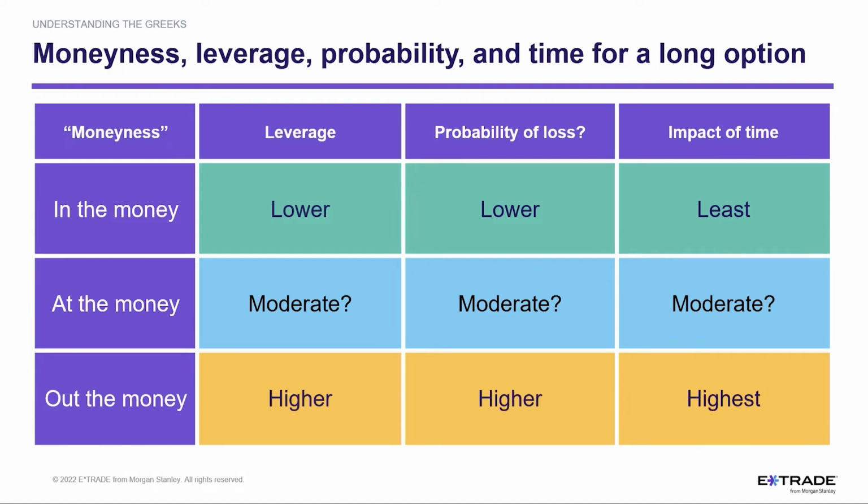So here presents the decision table that you have. Do you want to seek higher leverage, higher action trades? Well, recognize that you're accepting higher risk of loss and that the impact of time will be greater on that trade. If those kinds of trades are something you've tried and they've become less attractive, recognize what moving to at the money and in the money options can do to different sorts of outcomes in your option trades.